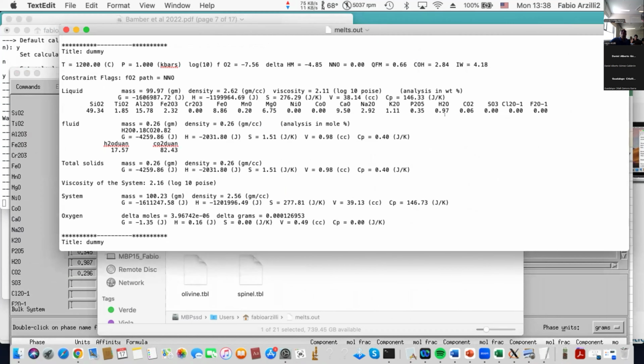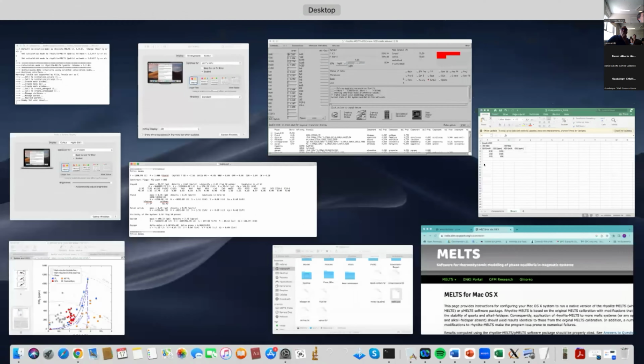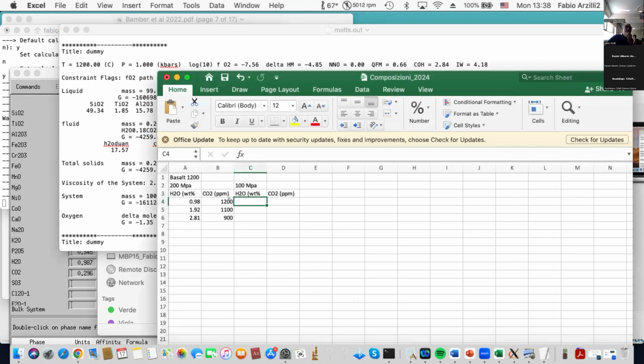Okay. Now as solubility we have 0.97 weight% water and 600 ppm CO2. 0.97, 600 ppm.